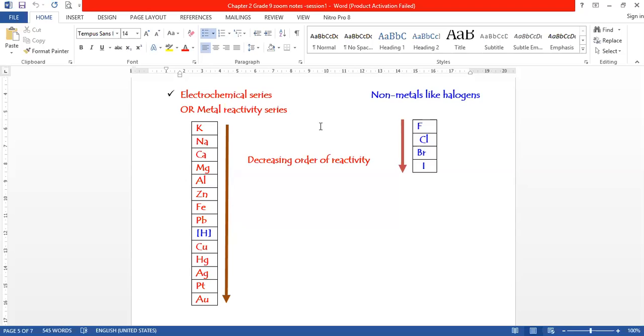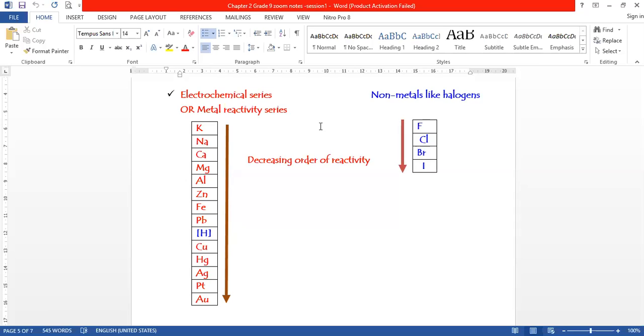So K is more reactive than Na, Mg is more reactive than Zn, Zn is more reactive than Pb, Pb is more reactive than copper, and things like that. We can also see hydrogen, which is a non-metal, present in the metal reactivity series. The reason is that hydrogen shows basically all the reactions and properties of metals. That's why hydrogen, being a non-metal, is included in the metal reactivity series. So these metals can go and displace hydrogen also from its compound.